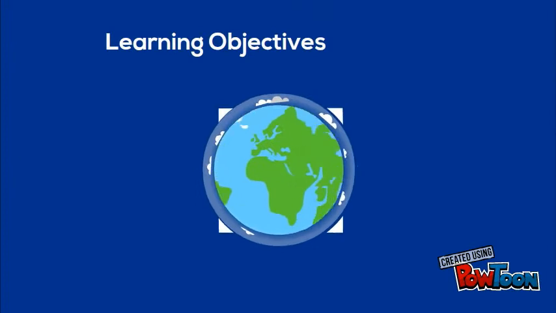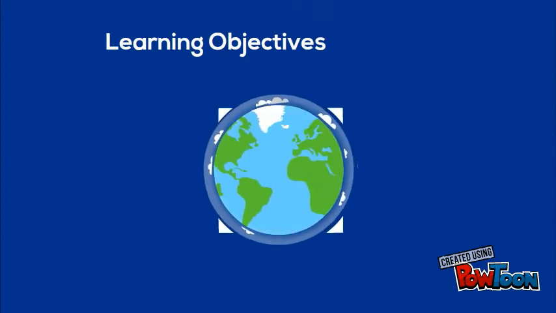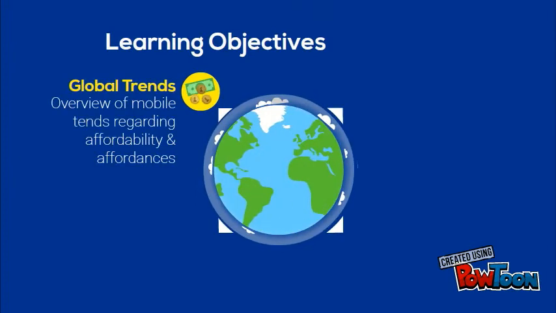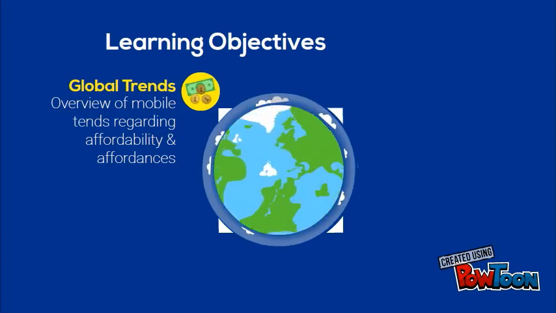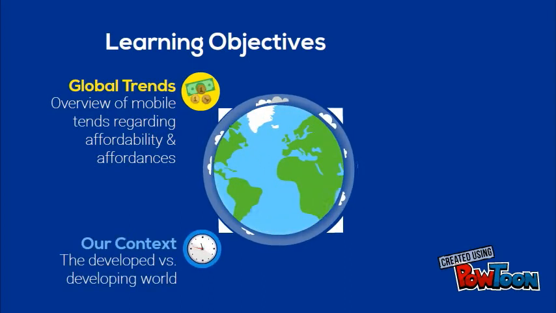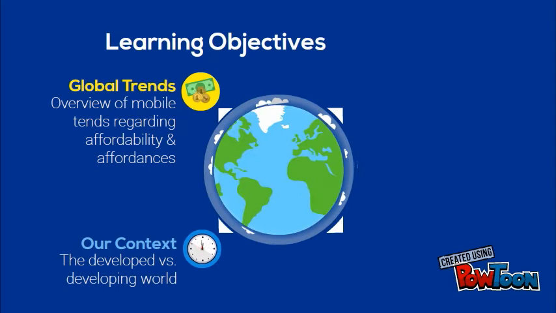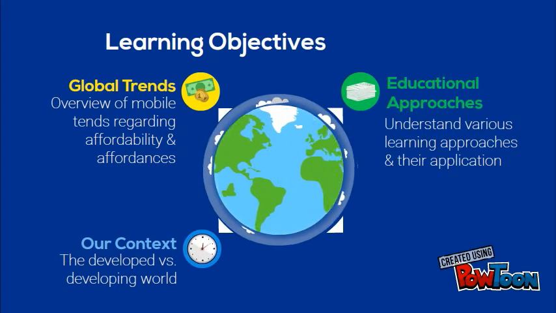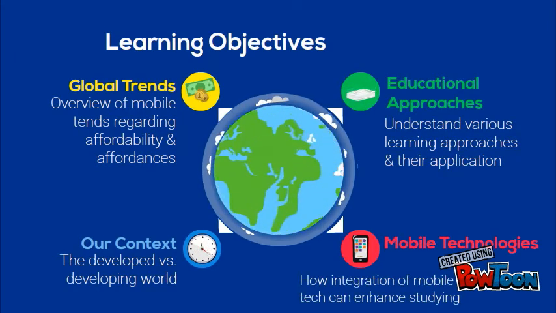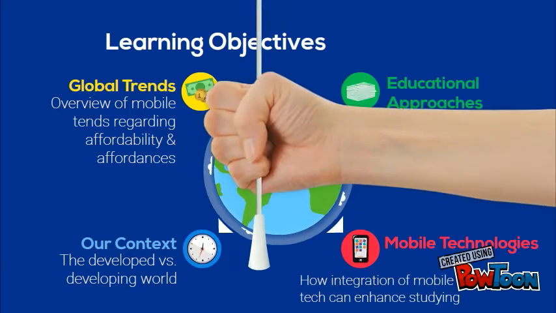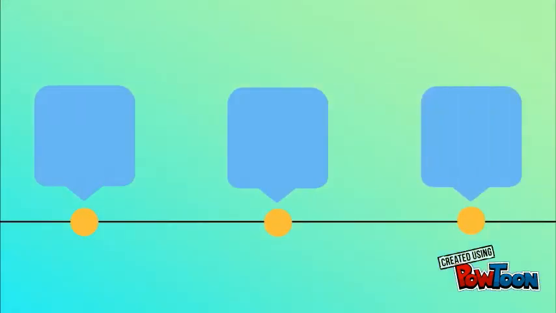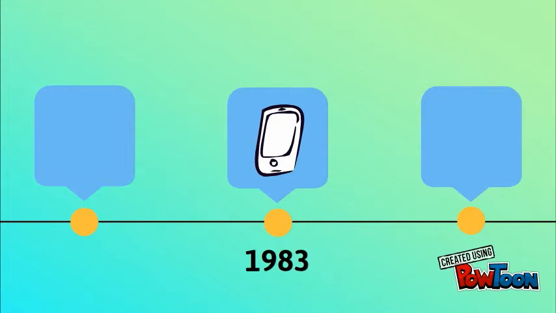In this guide, you'll be informed on how mobile learning can be integrated into anatomy and human biology. We'll explore global trends touching base on the affordability and affordances of mobile devices while also having a look at our Australian context in association with this technology. We'll also cover key educational approaches and how these link to 5 different uses of mobile technology to benefit your educational experience.